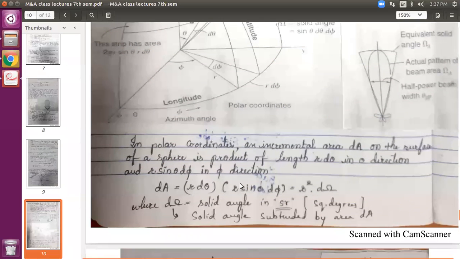Now that's what is written here. dA is equal to this much, where d omega is the solid angle. You know angle is measured in either degrees or radians. Similarly, solid angle is measured in square degrees or steradians. Steradian is the measurement used for solid angle, and radian is the measurement used for a simple angle.